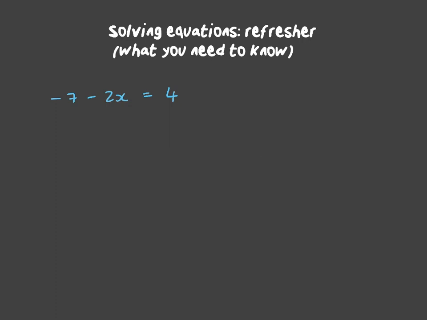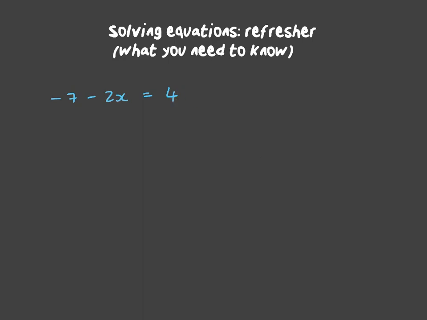So let's look at this equation here: minus 7 minus 2x is equal to 4. Okay, so I'm going to do this question again in two different ways. First way is let's get the x alone on the left-hand side. So the first approach is x is going to stay on the left-hand side and all my constants are going to be on the right-hand side.